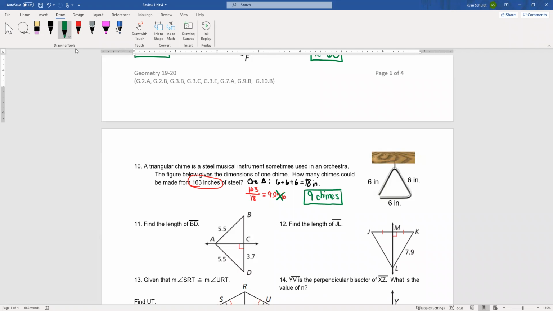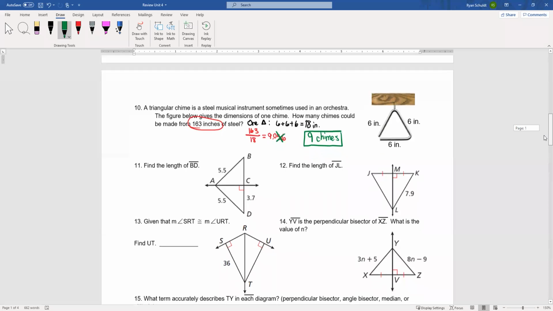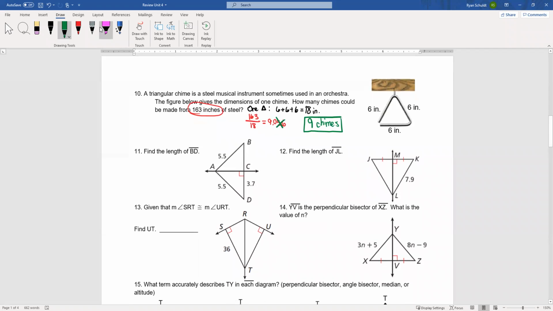Okay, number 11. So 11 asks us to find the length of BD. There's BD. Now they tell me that 5.5, so those are the same.